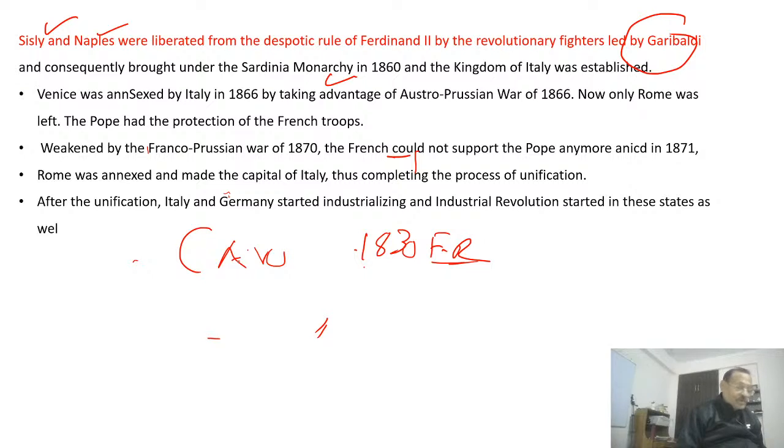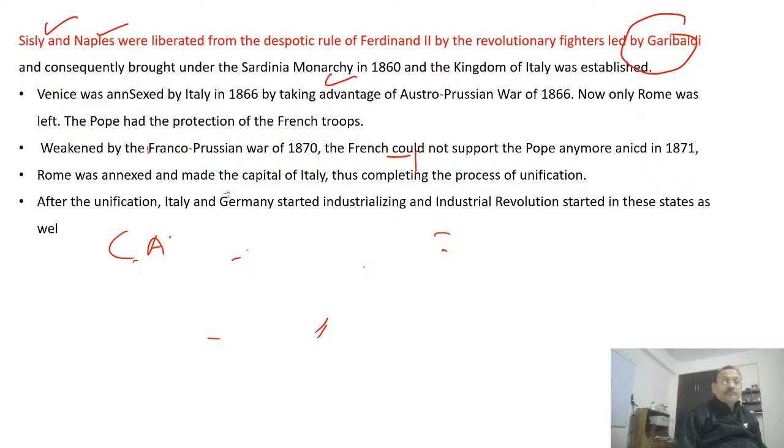This is the major contribution of what we can say. One way, we have studies about Joseph Mazzini. Another one is Garibaldi, and then Ashok was there. So this was the major development that took place during this period. And finally, Count Cavour, his role should not be neglected.